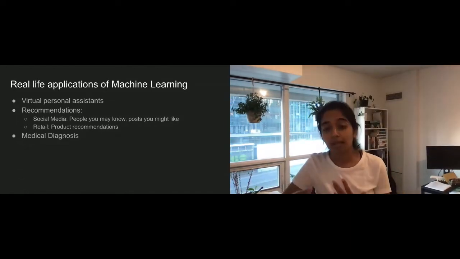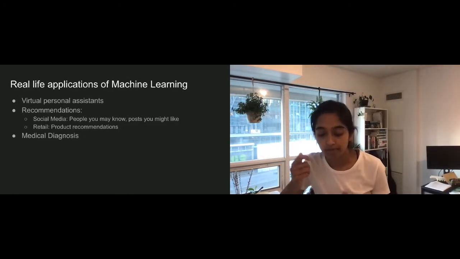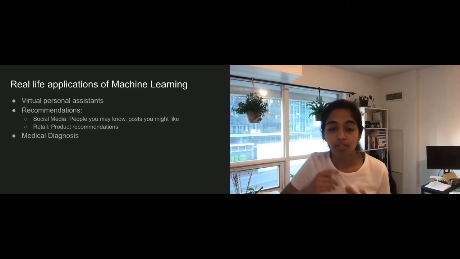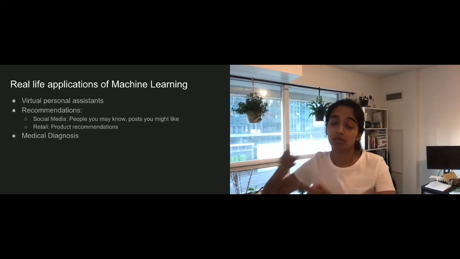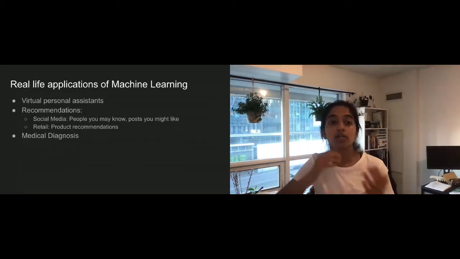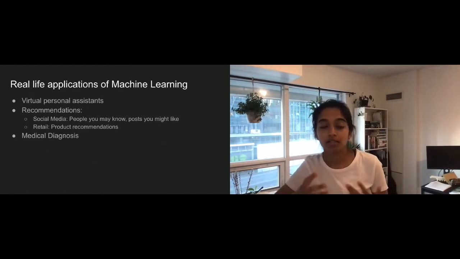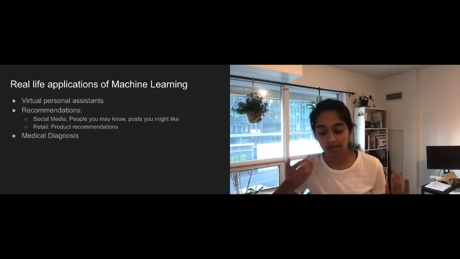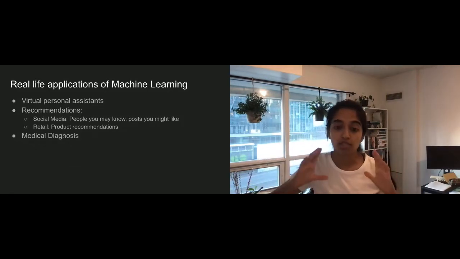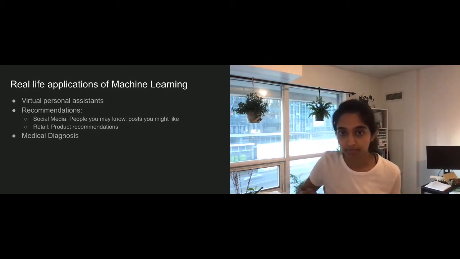And even on retail platforms. For example, if you pick a particular book, you might get suggestions for, oh, other people also bought this book or bought these other books together. Maybe you want to try those out too. So these recommendation systems also come from machine learning, and also medical diagnosis. For example, based on the images that you see, what is the best diagnosis for that particular issue.